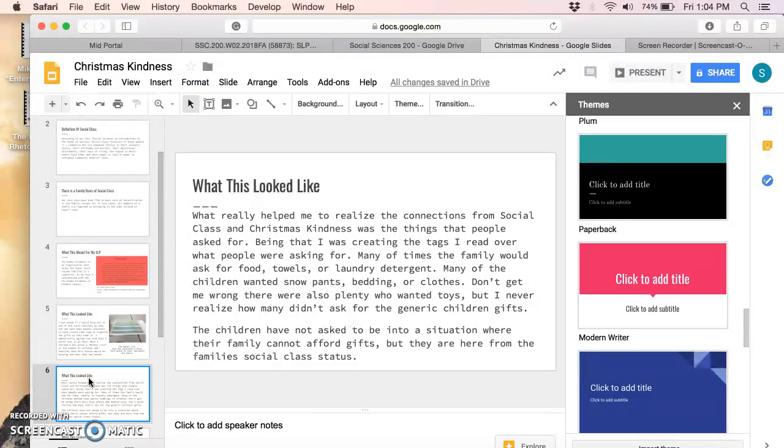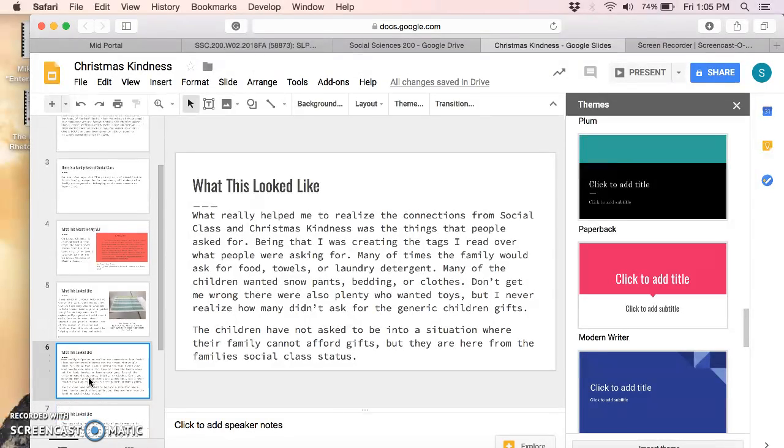Now, there were a lot of toys, a lot of kids were asking for hunting gear or for Shopkins, but I never necessarily realized the number of kids who weren't asking for toys and were asking for things that a lot of people would just consider practical things. What this helped me realize about social class was that these kids weren't ever wanting to be in the situation where they had to ask somebody else for Christmas presents, but because of their family's social class, they ended up in that position.